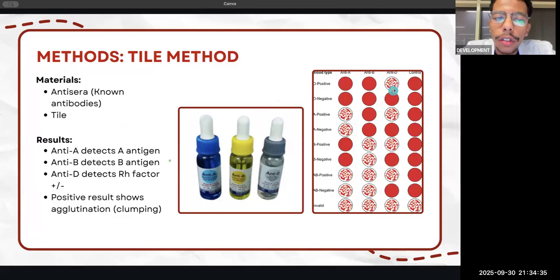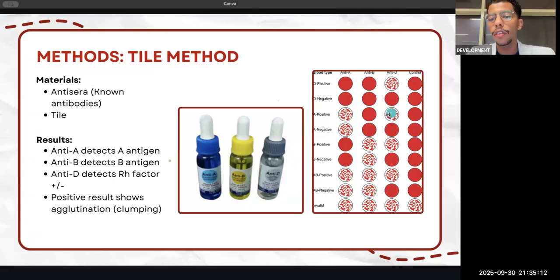That is called agglutination. So the results here, agglutination means positive. No agglutination and it remains as it is, that is a negative result. So anti-A will attack what? The A antigen. So if the patient has A antigens or has blood group type A, you're going to see clumping here. So A has clumping here. But because it doesn't have type B, nothing happens in the anti-B serum. And because he's A positive, the anti-D is also going to clump up.